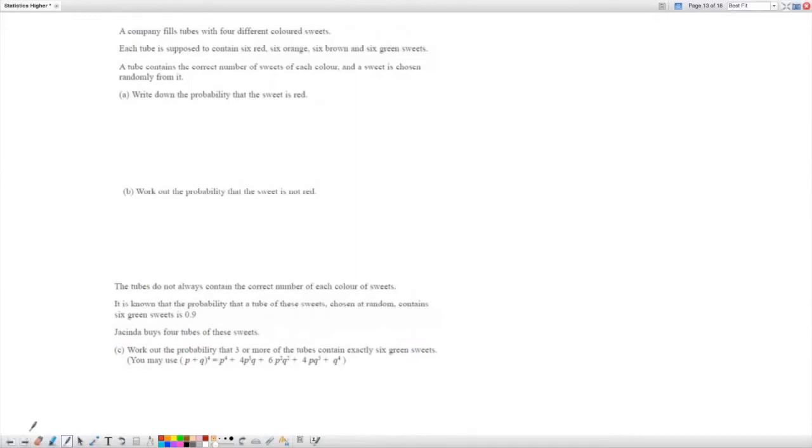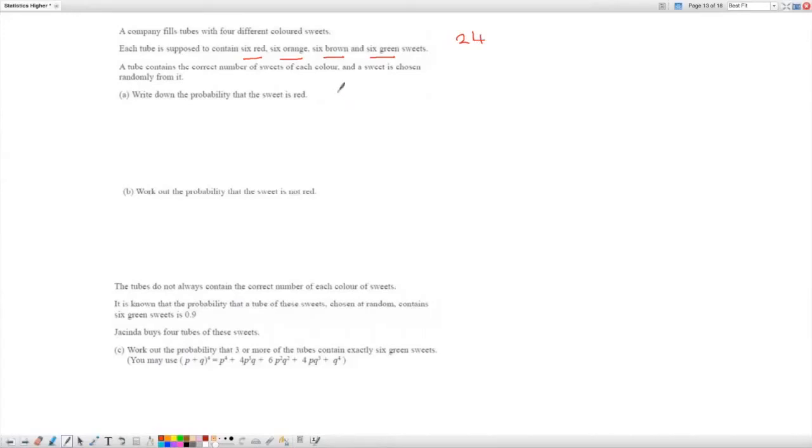In this question, we're told that a company fills tubes with 4 different coloured sweets. Each tube is supposed to contain 6 reds, 6 oranges, 6 browns, and 6 greens. So altogether, there should be 24 sweets of those different colours. We're told that the tube contains the correct number of sweets of each colour and a sweet is chosen randomly from it. Write down the probability the sweet is red.